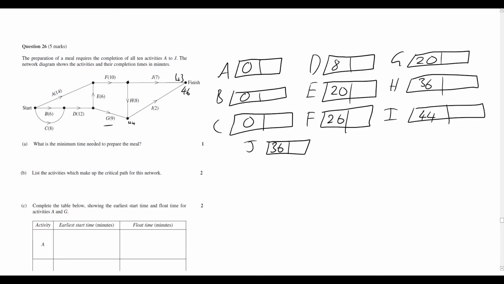So what is the minimum time needed to prepare the meal? We would say 46 minutes. And there we go. So that's part A. So part B, it says list the activities which make up the critical path for this network.